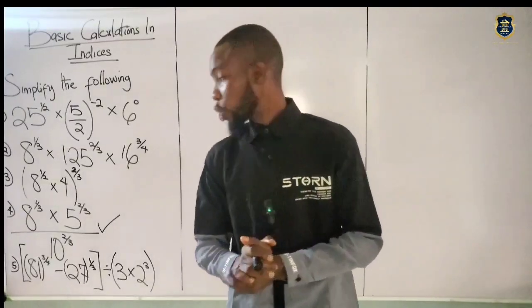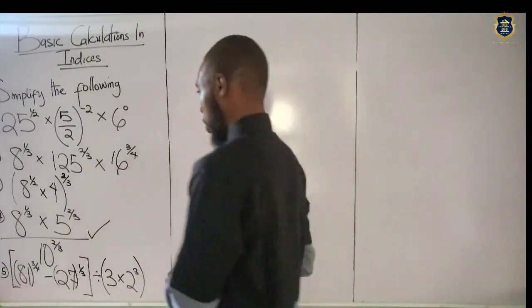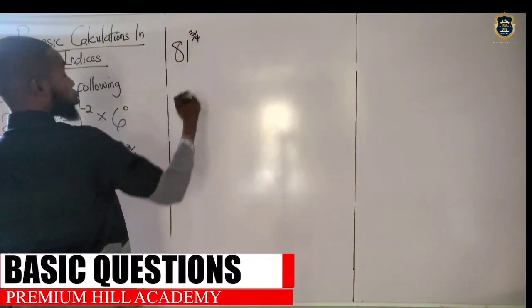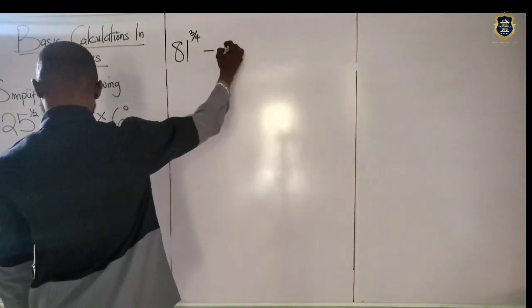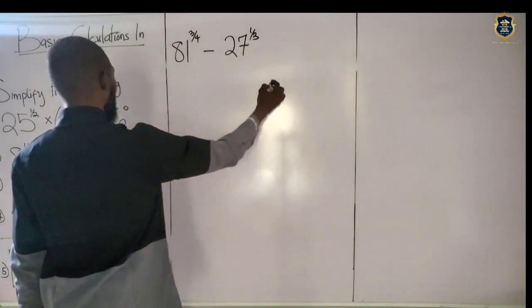Welcome back, guys. Let's look at the last question in the basic calculation in indices. The last question is 81 raised to the power of 3 over 4. I'm sure you're understanding all we've been doing in the last videos. Minus 27 raised to the power of 1 over 3.